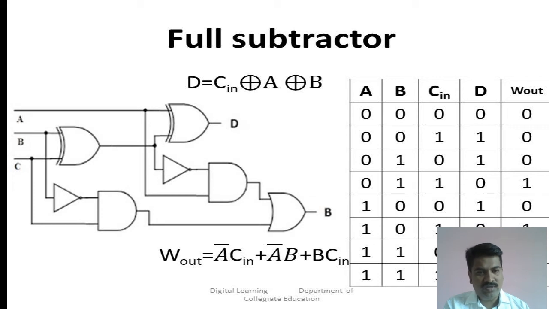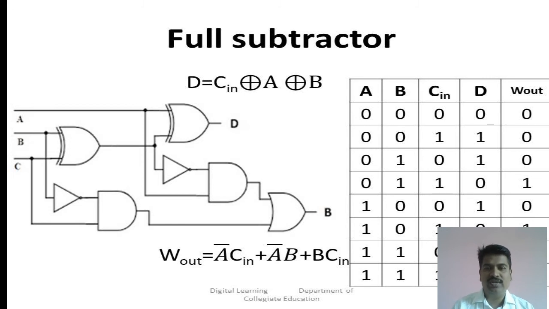If I do all the simplification, summing of the min terms and then simplification using Boolean algebra, we come across this equation. You will get this simplified equation after doing a simplification with De Morgan's theorem and Boolean algebra. So here I am getting a very precise equation: A bar C plus A bar B plus B C in. With these two outputs, now the challenge is to build a logic circuit for this.